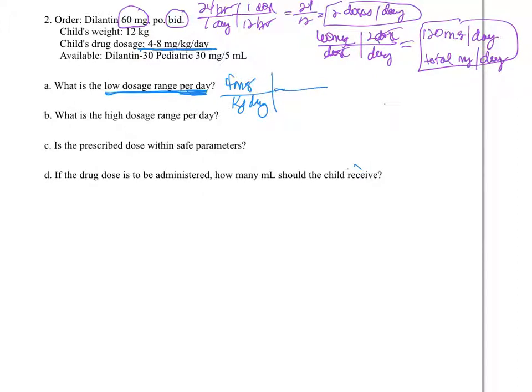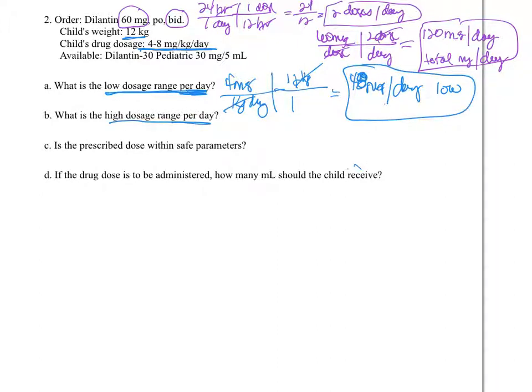And then we have a child that weighs 12 kilograms, right? And remember, we're going to cross out our kilograms, and that will give us 4 times 12 is 48 milligrams per day. So 48 milligrams per day, right? That's our low end.